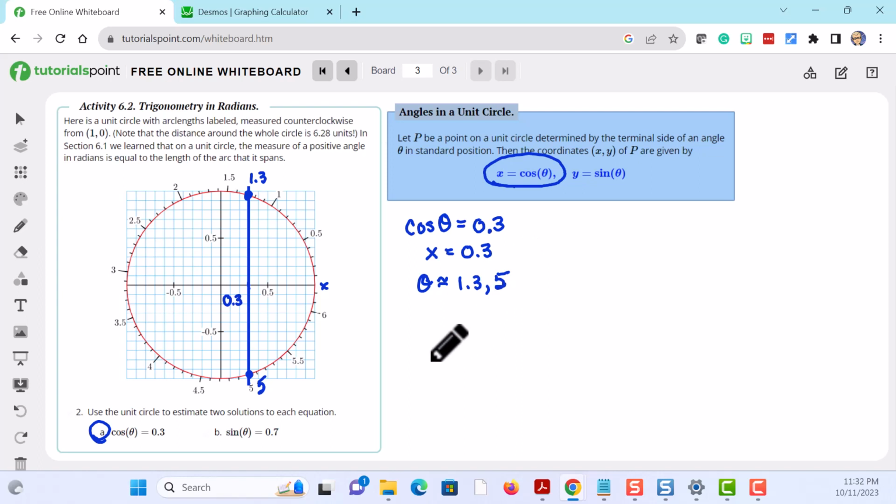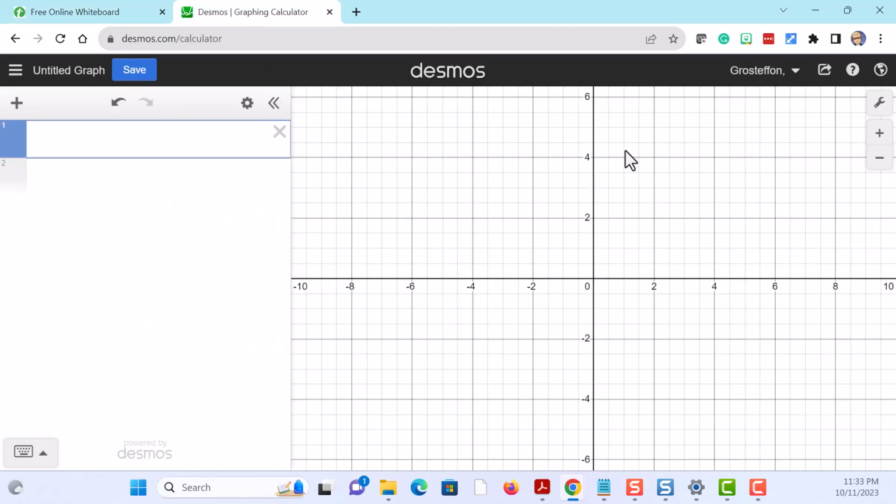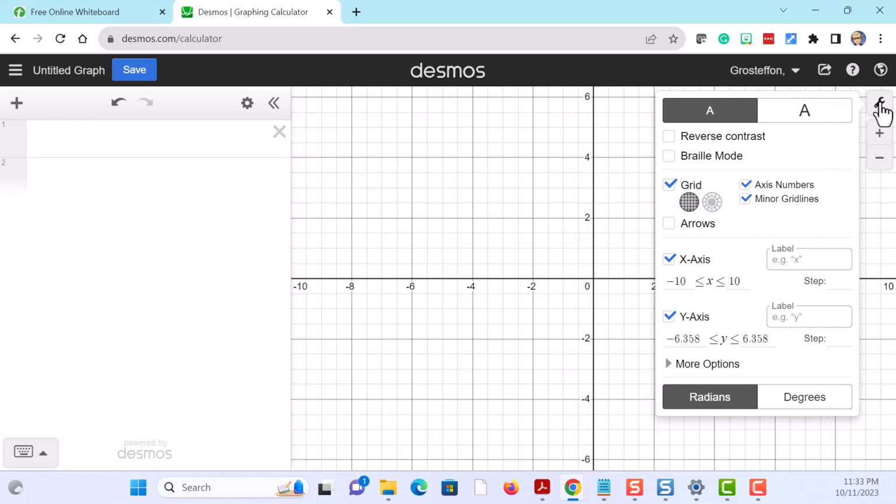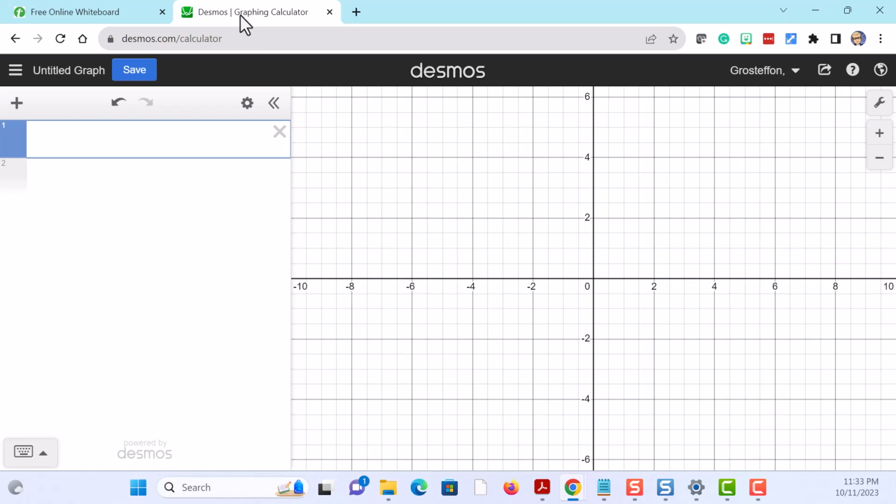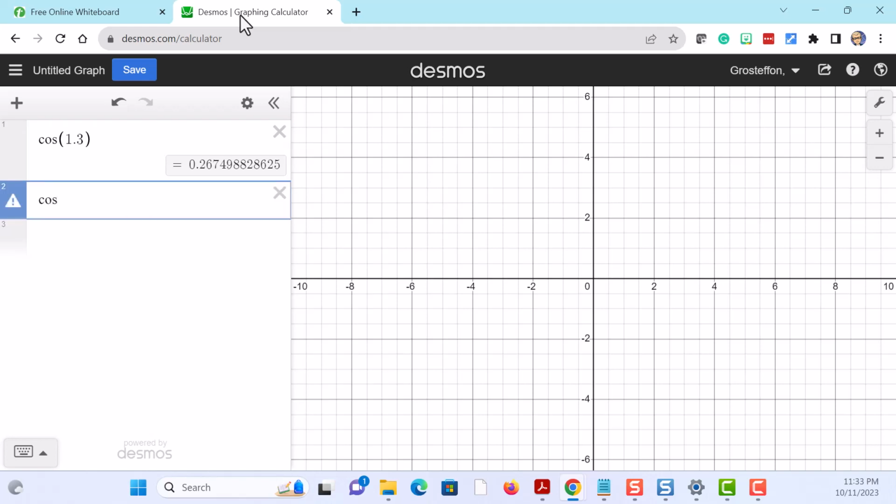Now, if we want to verify that these are actually correct or reasonable, we can use a scientific calculator. I'm going to go ahead and use Desmos. First, I check to make sure that Desmos is in radian mode. So I go to Settings and make sure that radians is highlighted. And now I can check our solutions. One of them was 1.3. So I find cosine of 1.3, and notice that that rounds to 0.3. And we also want to check cosine of 5, and that also rounds to 0.3. So 1.3 and 5 are reasonable estimates.